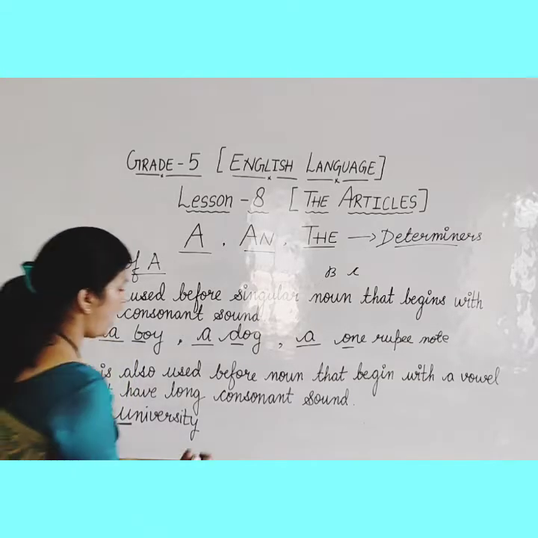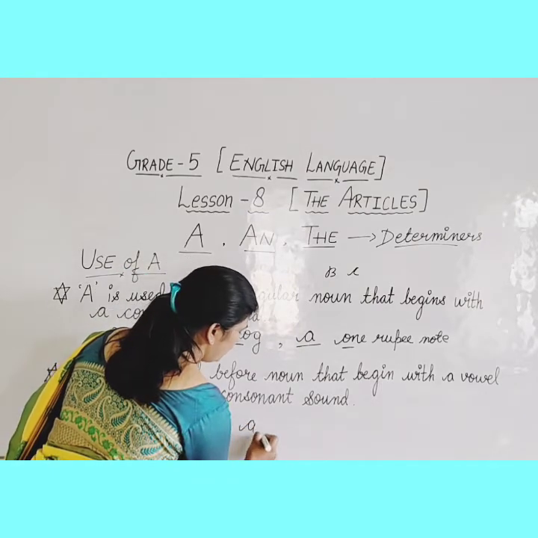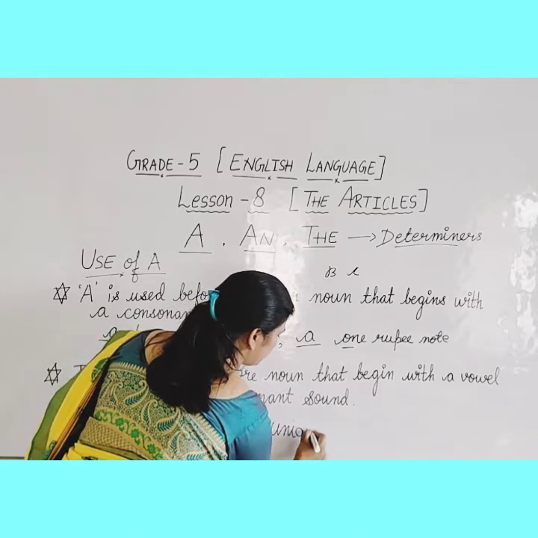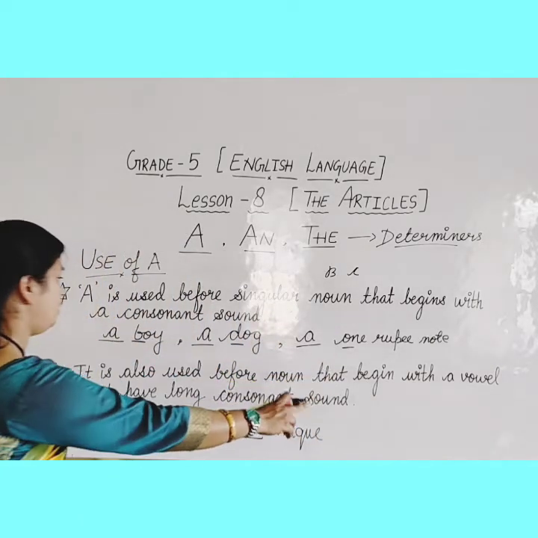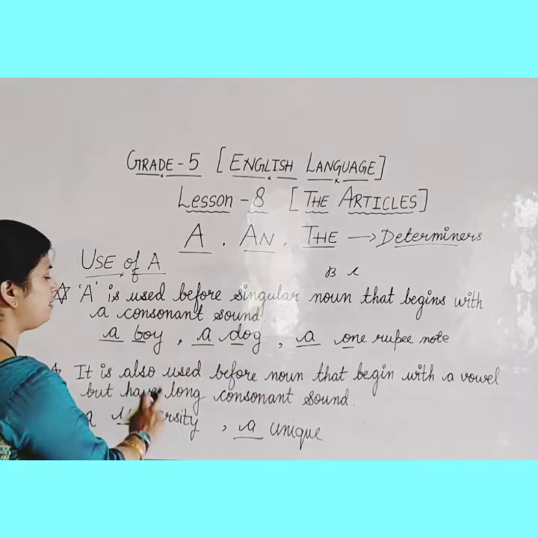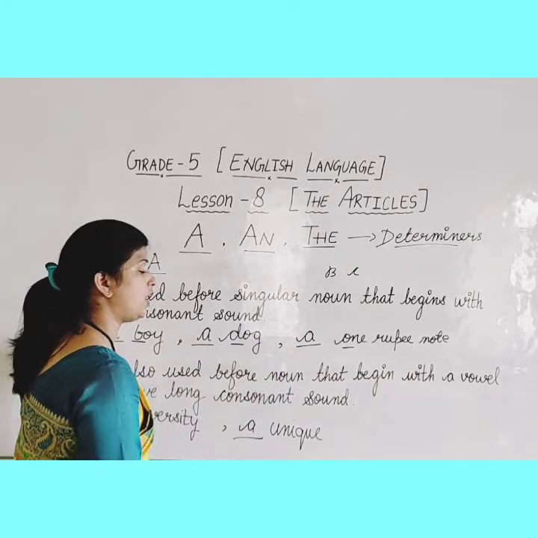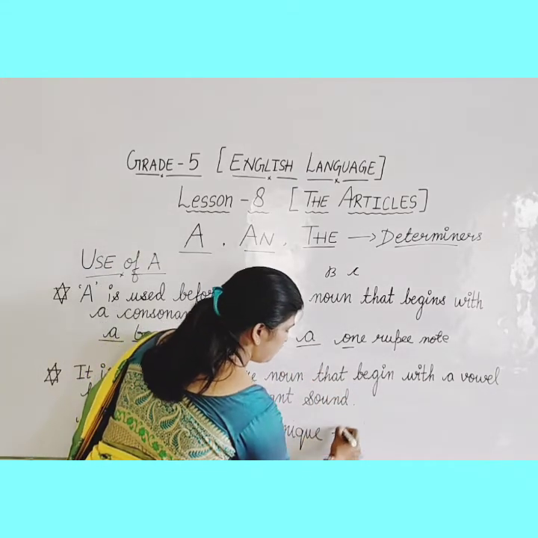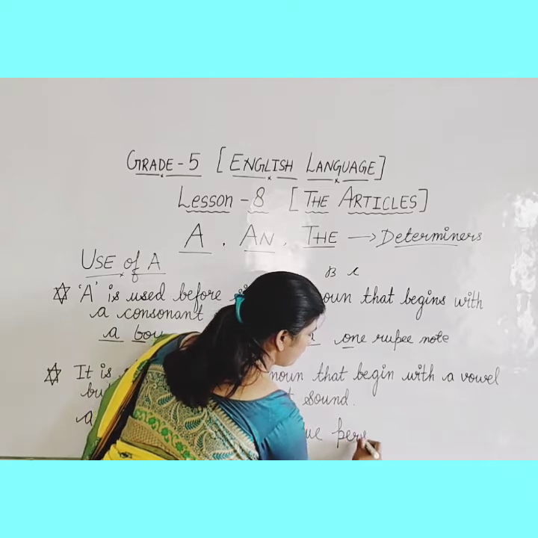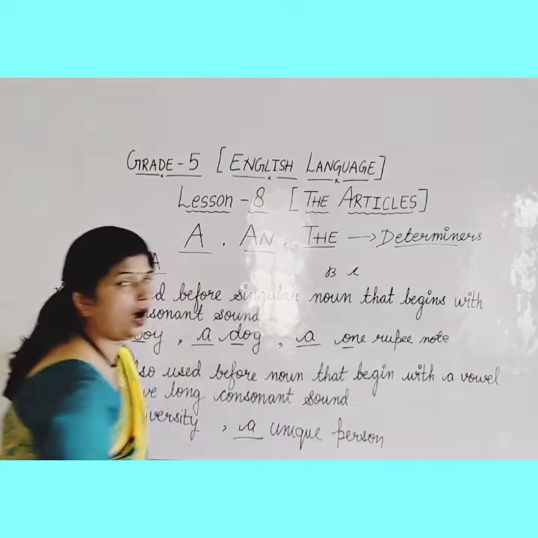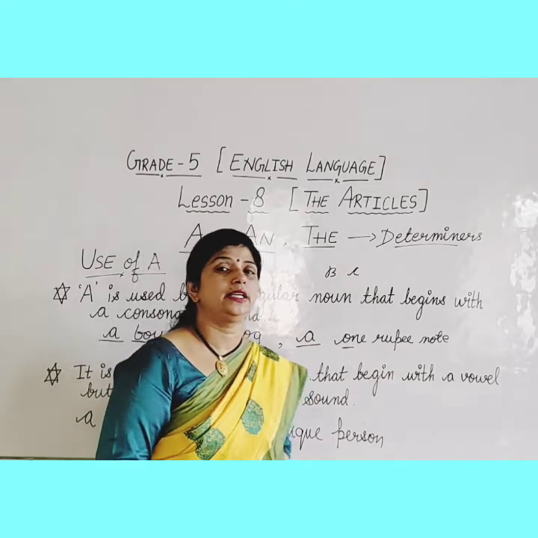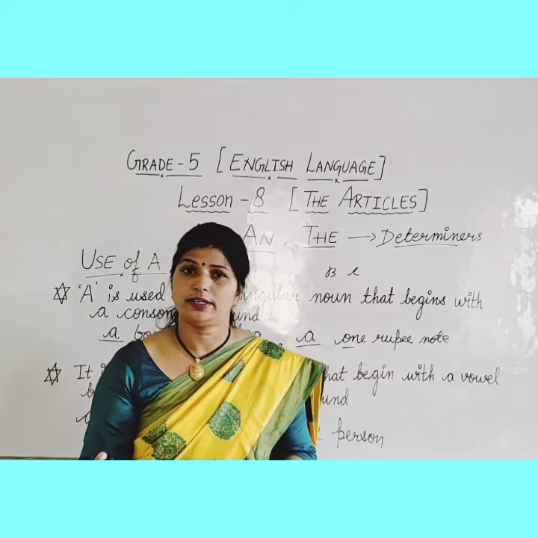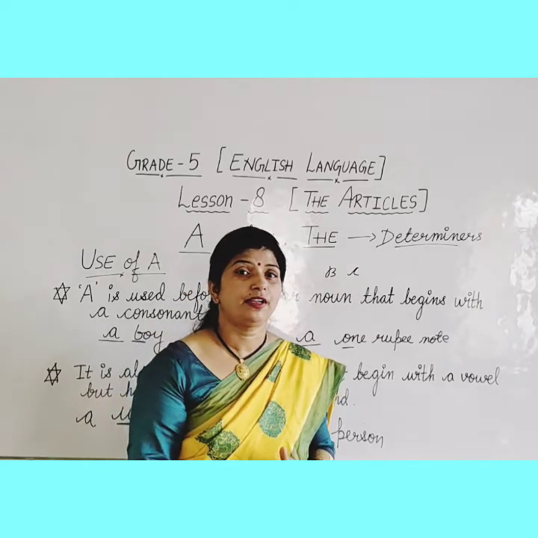If I say a unique person, unique, the sound goes on for a long time. So whenever a vowel is there in the starting but it has a long consonant sound, like unique person, in that case also we will use a. So it is not at all necessary that whenever a vowel is there, we use an. You have to see different cases.